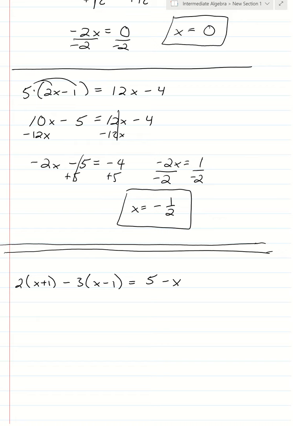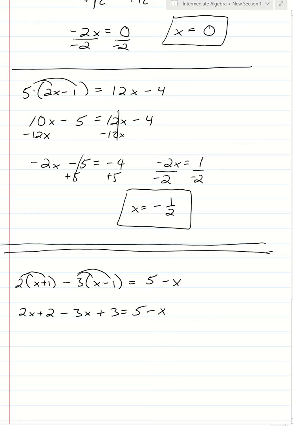And now let's take a look. On my left side, I have a lot that I can do here. First of all, I'm going to use my distributive property. I will distribute the 2, and I will distribute the negative 3. And in doing so, it would produce 2x plus 2 minus 3x plus 3, equaling now on the right side still 5 minus x.